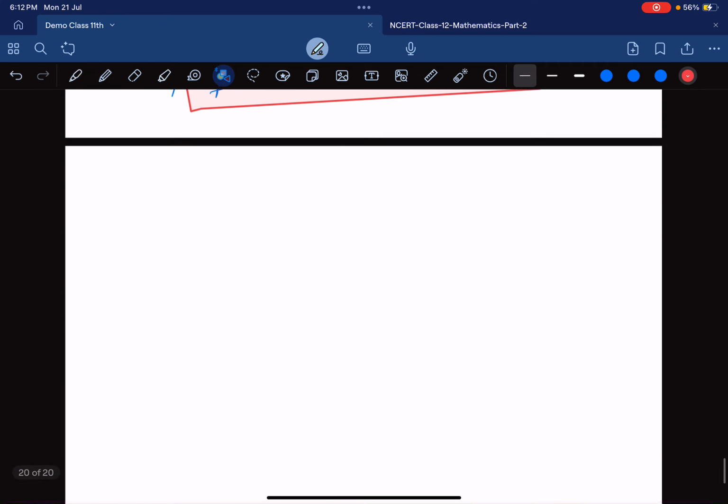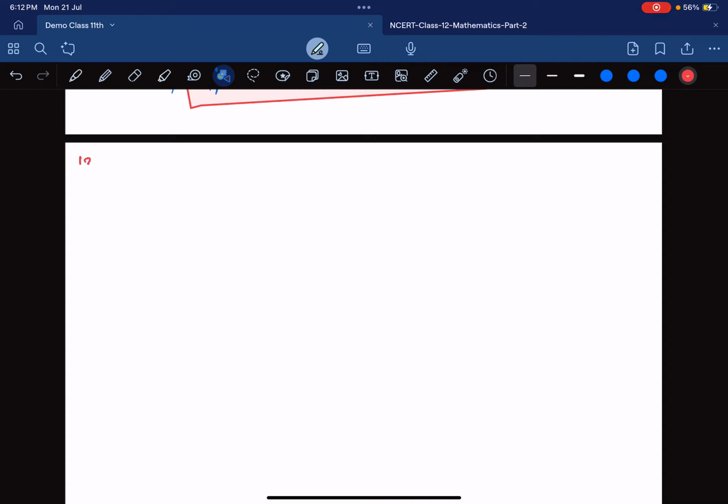Go for now. 13th problem. Integration of (x cube minus x square plus x minus 1) upon (x minus 1) dx.